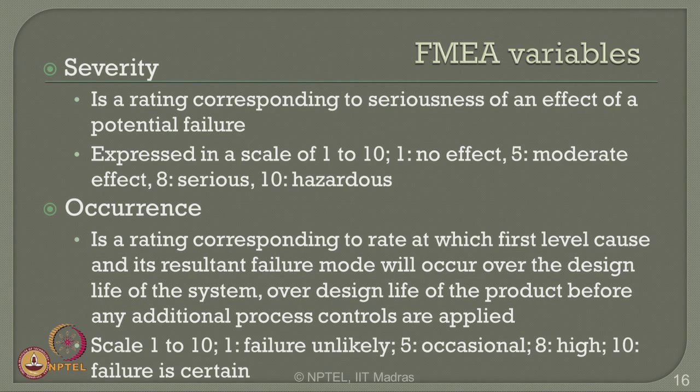Again, the moment I say rating, I need to express this on a scale of 1 to 10. 1 means failure is unlikely, it means it will not occur at all, whereas 10 means the occurrence of failure of this particular component is certain. So, any point from 1 to 10: 1 indicates unlikely failure, 5 indicates occasional failure, 8 indicates high failure, whereas 10 out of 10 indicates the failure is 100% certain.